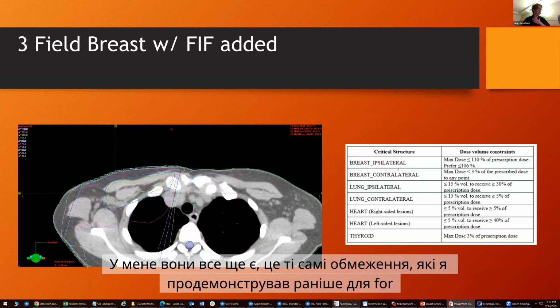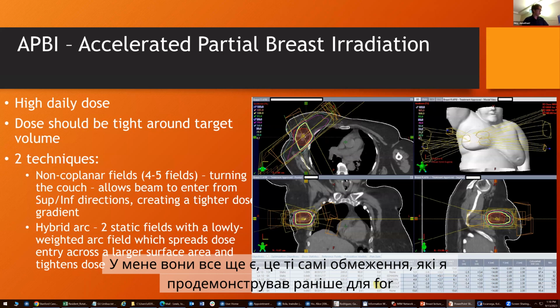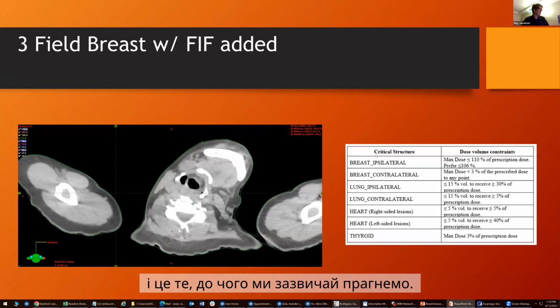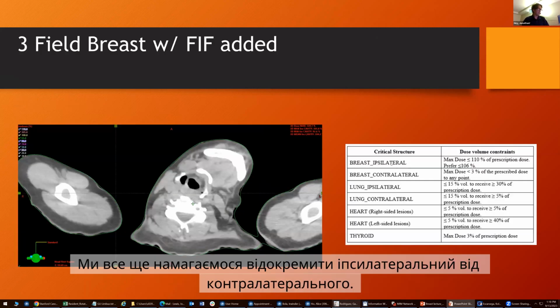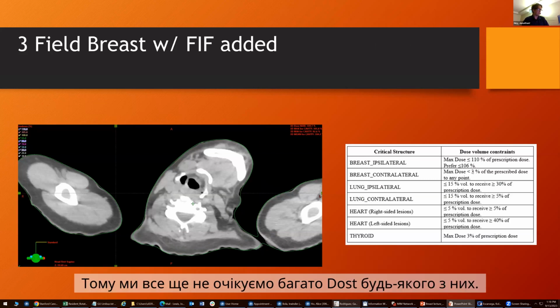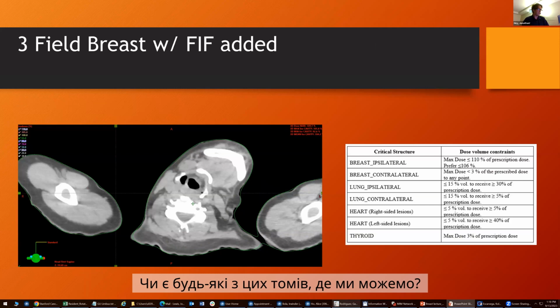Here I still have those same constraints that I had demonstrated previously for the 2-field, and it is what we are typically aiming for. We're still trying to isolate the ipsilateral from the contralateral, so we still don't expect much dose to any of those volumes wherever we can.